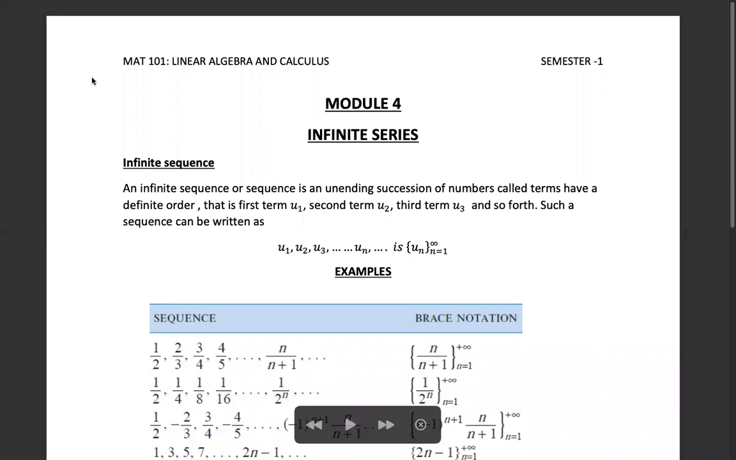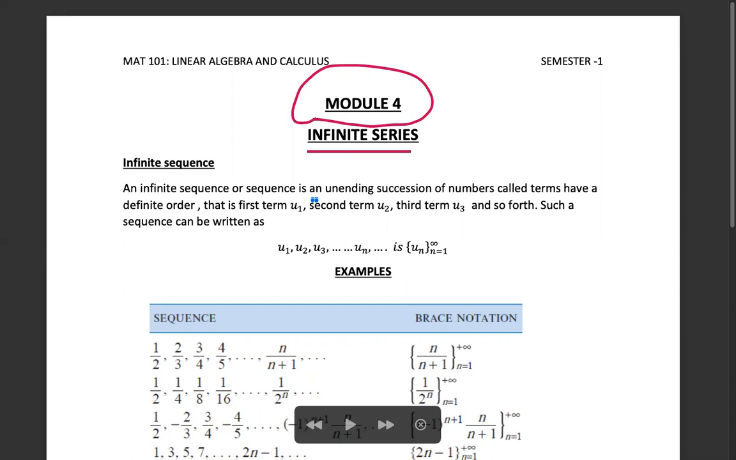So in this session, we'll be discussing infinite series, module number 4, infinite series. Before we move on to the infinite series, let's discuss the definition of a sequence. An infinite sequence, or sequence, is an unended succession of numbers called terms, having a definite order.